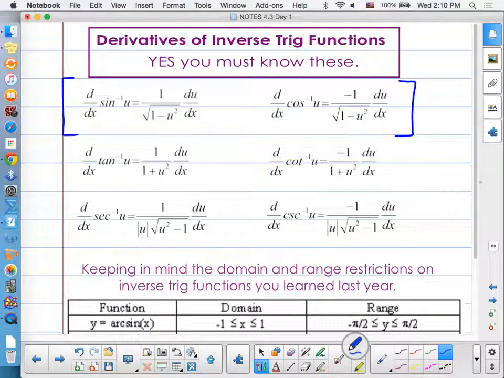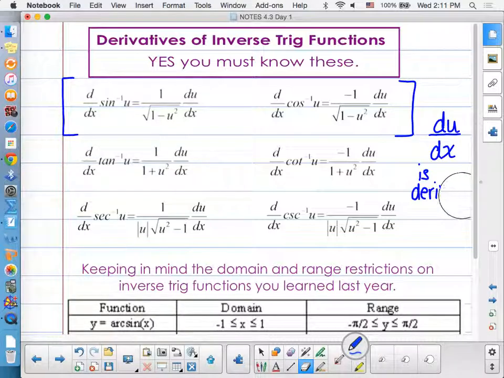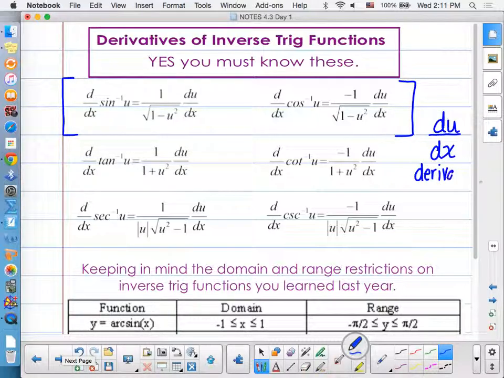The other 4 then are the derivatives for the 4 other inverse trig functions, the absolute values needing to be in there. When they say du/dx, what you need to consider is some of these won't be a simple x value in there, so du/dx is the derivative of the interior function. So if they're using a more complicated thing than a simple x, then we're talking about dy/dx, du/dx is the derivative of that embedded function. So think chain rule.